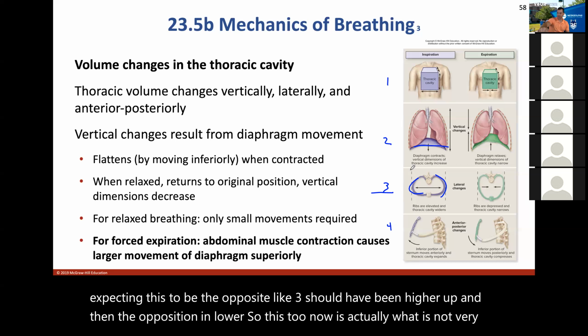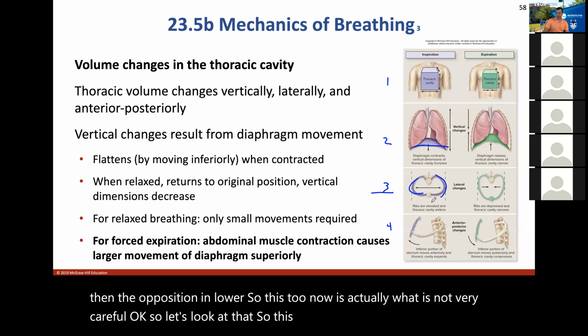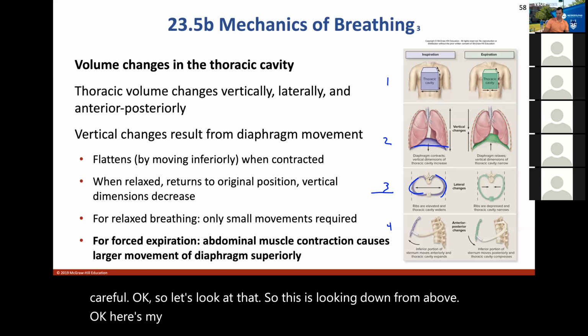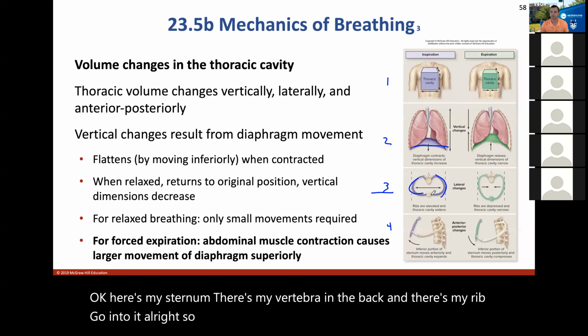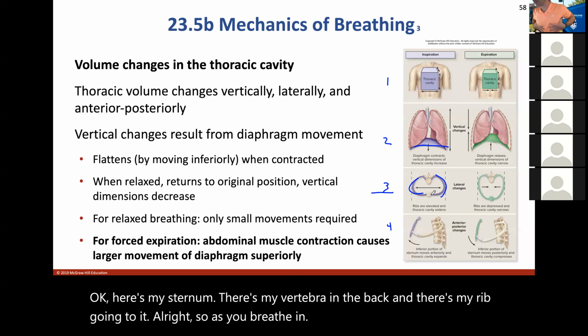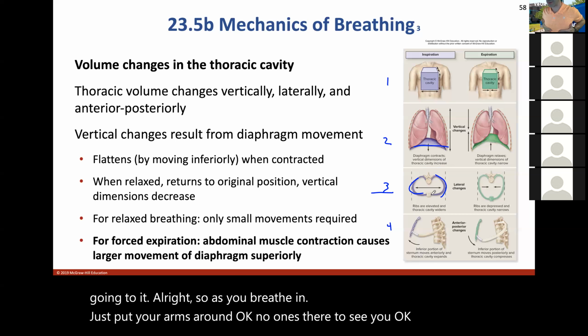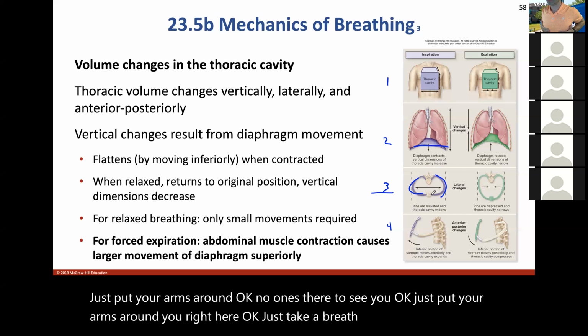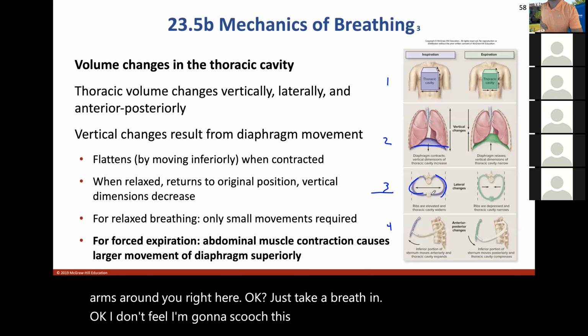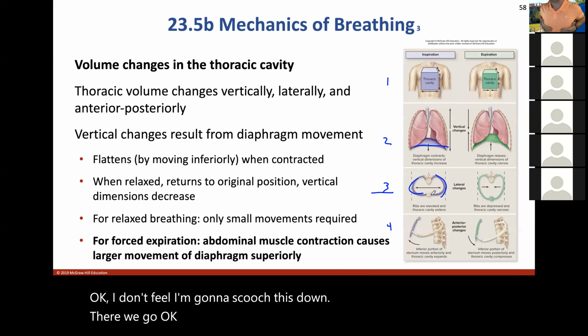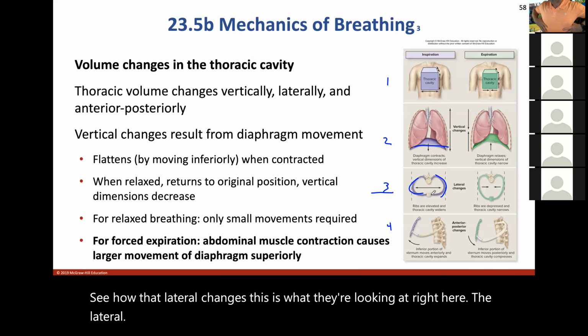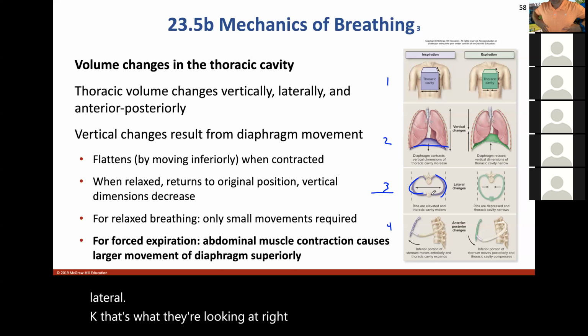Okay, so let's look at that. So this is looking down from above. Here's my sternum, there's my vertebra in the back, and there's my rib going to it. All right. So as you breathe in, just put your arms around you. No one's there to see you. Just take a breath in. I'm going to scooch this down. There we go. Now take a big breath in. See how that lateral changes? This is what they're looking at right here, the lateral change.